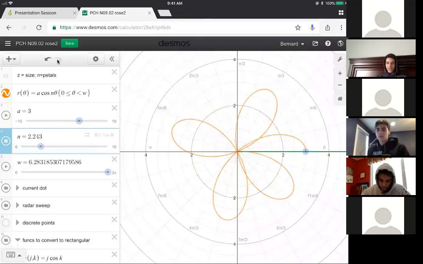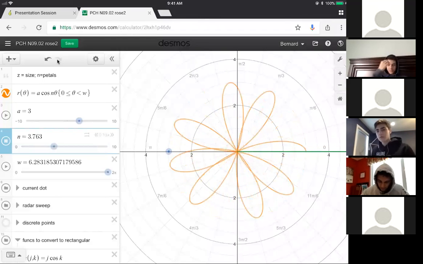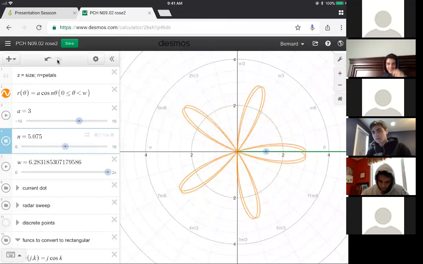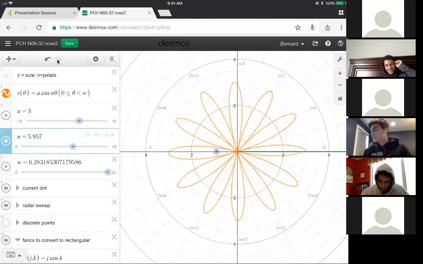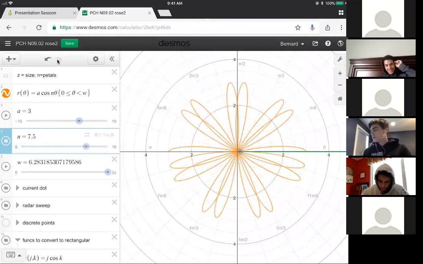Every time n becomes an integer, we spawn off a new leaf, and then the leaves get kind of weird and move on. So that's just kind of fun. There's not a lot of practical use for that. It's just kind of fun.